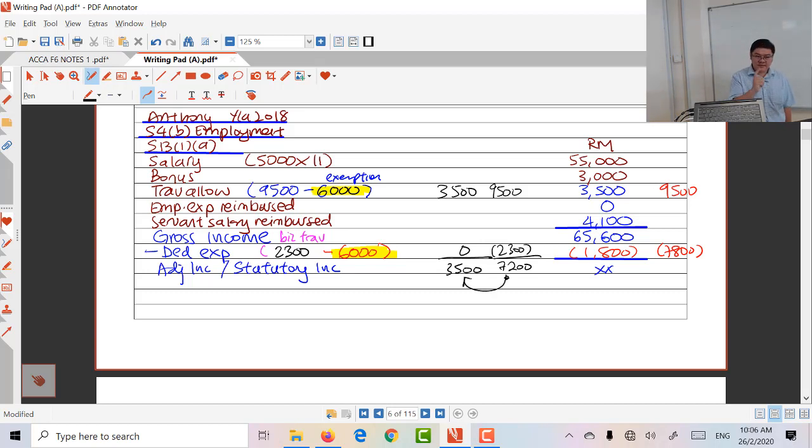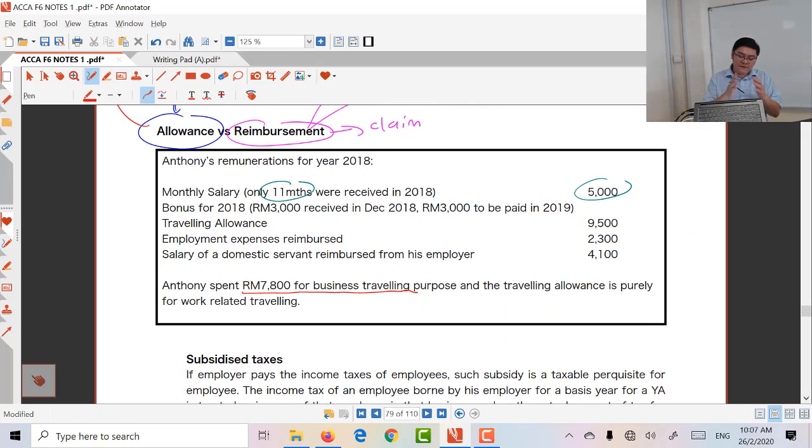You've actually saved. Okay? You've actually saved. So that's how it works. Okay, that's how it works. So it's actually intended for those people that you will get an exemption when your traveling is not so much for business. So that, by right, you can't claim anything, but at least the exemption helps you to take off 6,000 from the income. So I hope you see that. Okay, so that's the first part to explain to you how you differentiate allowance and reimbursement.